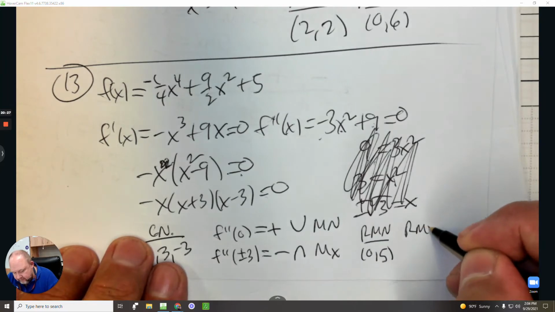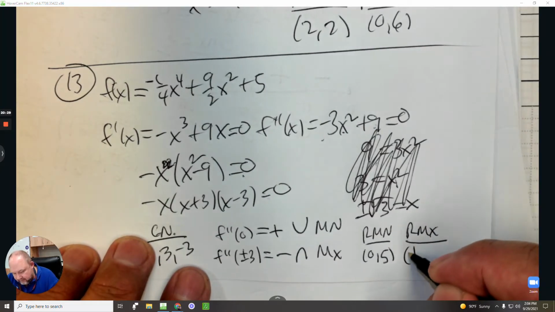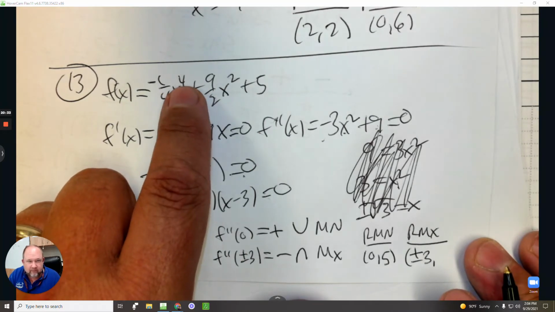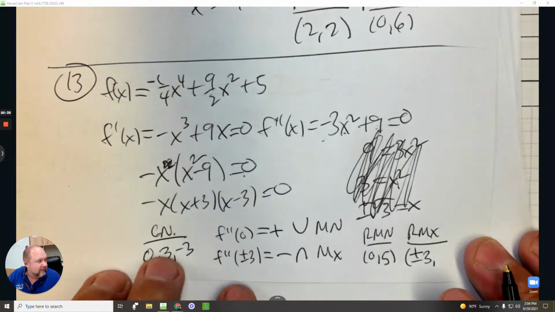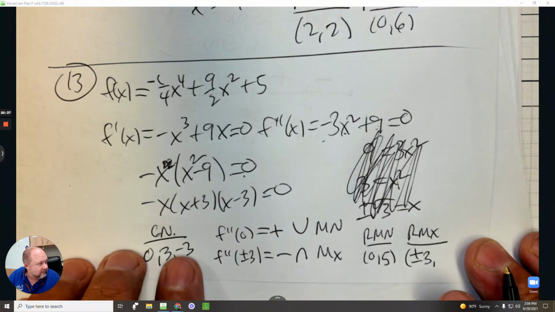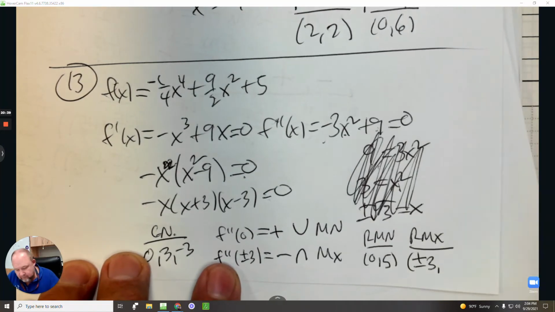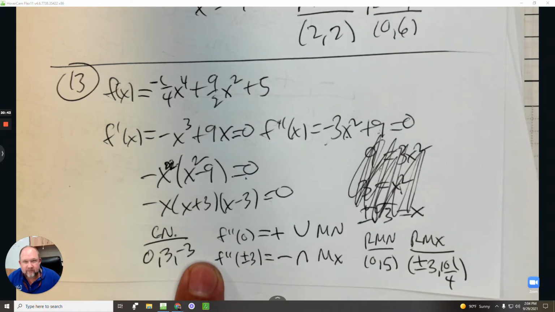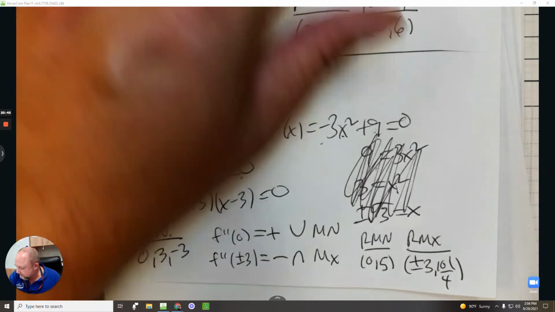And then I'd let you use a calculator for this. So if you plug in positive or negative 3, because you're squaring, it'd be the same answer. And that answer is 101 over 4. Enough, right? Number 14.